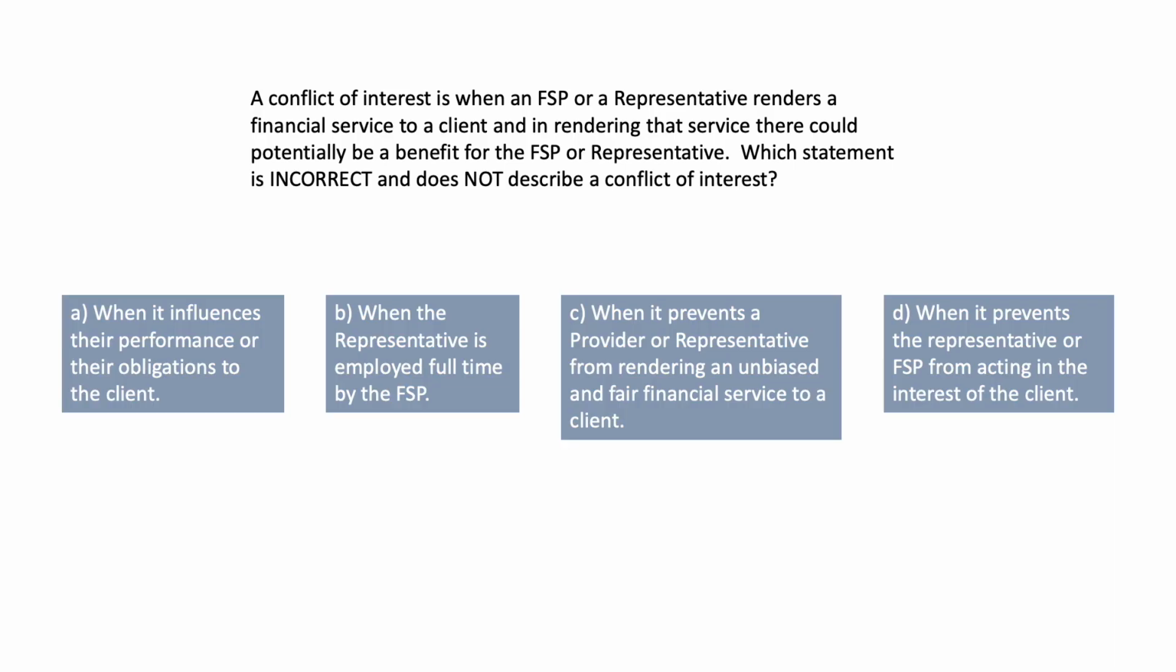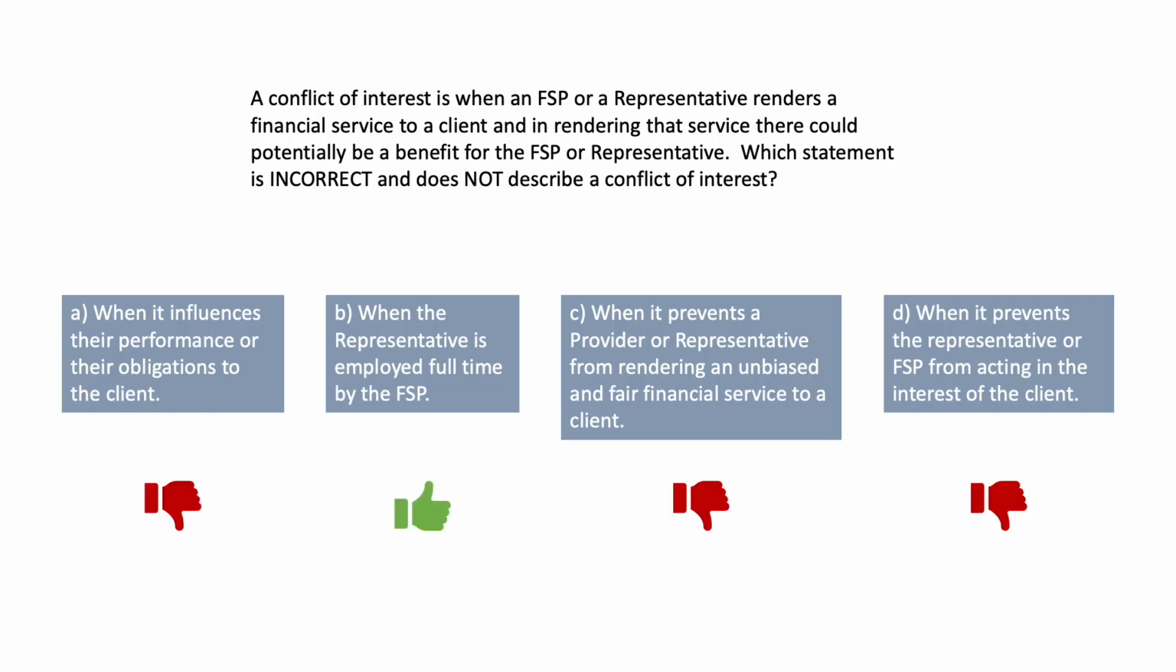A. When it influences their performance or their obligations to the client. B. When the representative is employed full-time by the FSP. C. When it prevents a provider or representative from rendering an unbiased and fair financial service to a client. D. When it prevents the representative or FSP from acting in the interest of the client. Remember, we are looking for the incorrect statement.